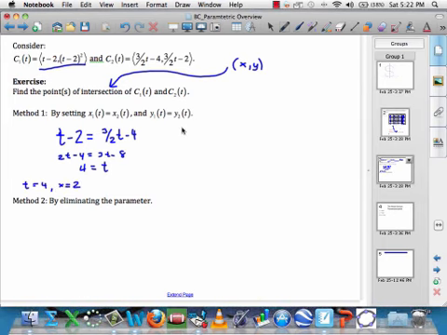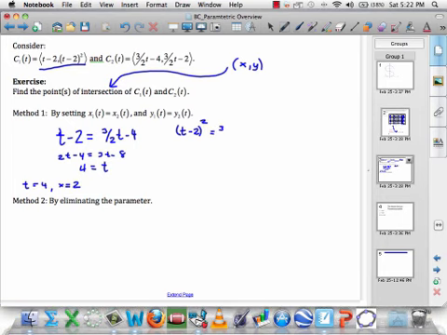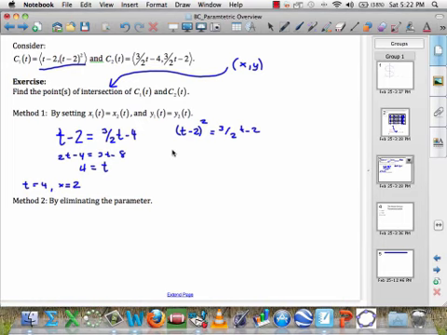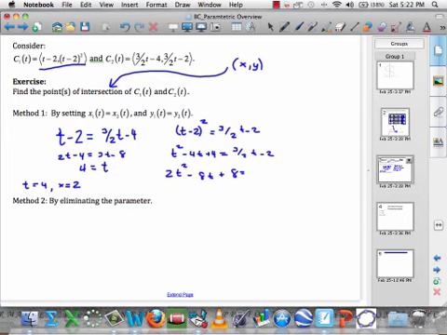Now if we take the y components and set them equal to each other, I have t minus 2 squared is equal to 3 halves t minus 2. I'm going to expand this side here: t squared minus 4t plus 4 is equal to 3 halves t minus 2. Once again, I'll multiply everything by 2 to get rid of the fractions: 2t squared minus 8t plus 8 equals 3t minus 4. We have a quadratic equation. Let's put everything on one side and see what we can do here.